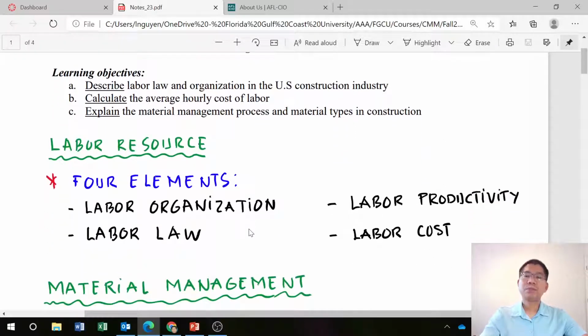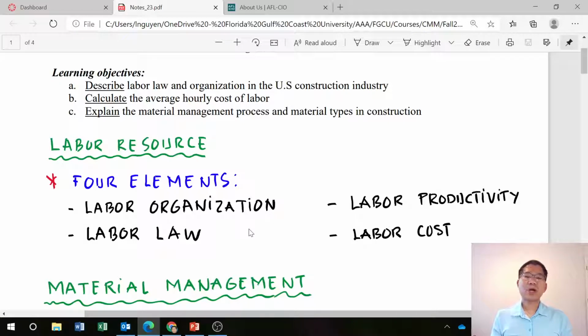So the two major resources that we deal with in today's lesson are labor and material. Additionally, we have other types of resources, as you recall: machines, equipment, and money that will be required for any construction project. In terms of the labor resource, there are four elements that we normally have to look at carefully. The first one is labor organizations, whether the project needs union or non-union workers, things like that. What are the laws applied to labor?